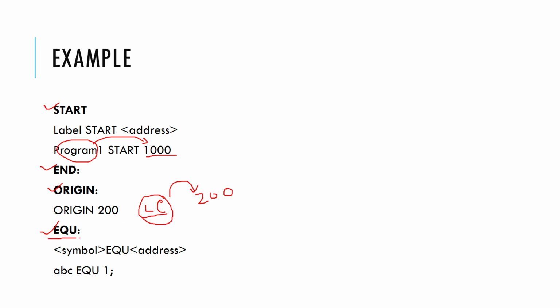Next is equal. This specifies a symbol; equal is the opcode and it takes an address. So abc equal 1 means that the value 1 replaces abc anywhere in the code. It does not reserve any memory; it only replaces the value.